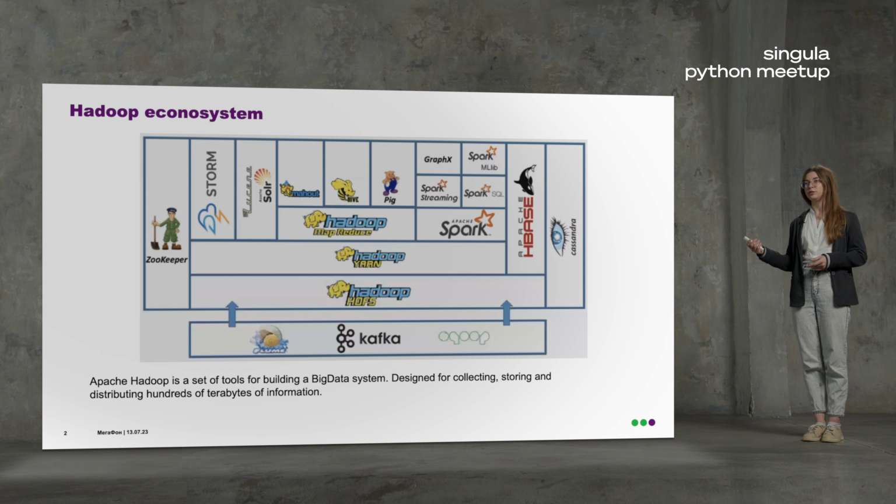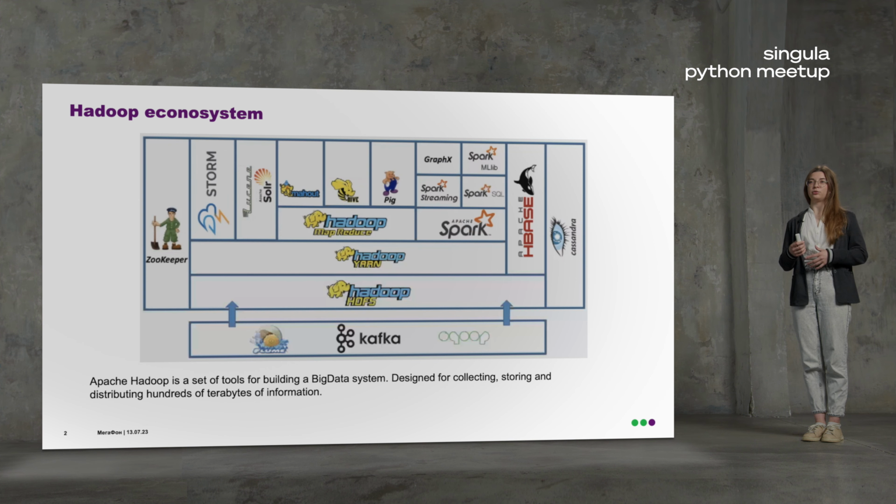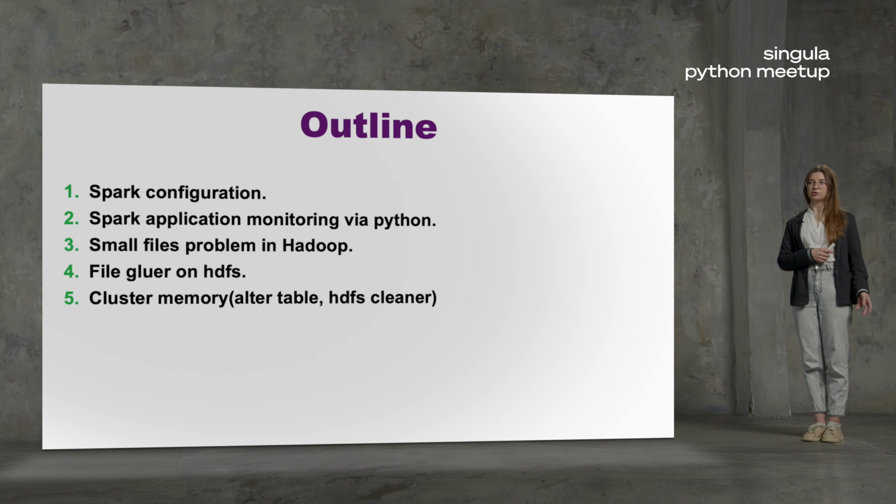I won't go into much detail about what the Hadoop ecosystem is all about. Let's remember that it has four main modules: Hadoop Common, HDFS, YARN, Hadoop MapReduce. Today we will talk about configuring the Spark configuration, monitoring Spark applications using Python methods, the problem of small Hadoop files, or glue on HDFS, and cluster memory. Let's start with this problem.